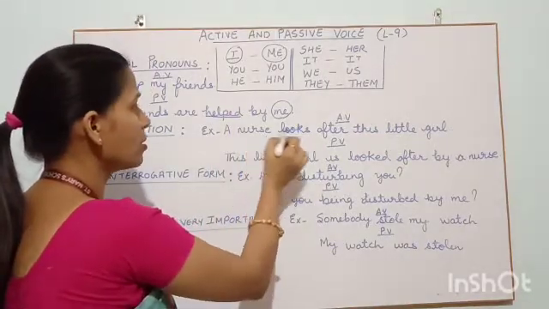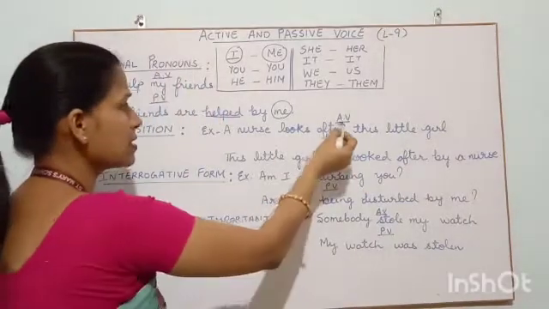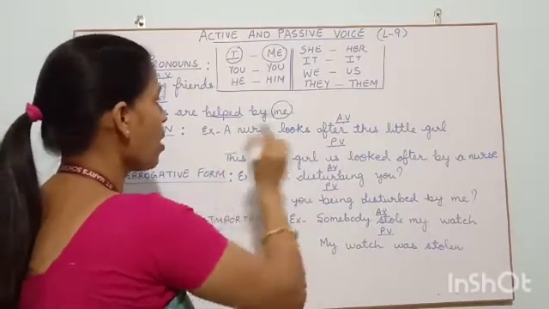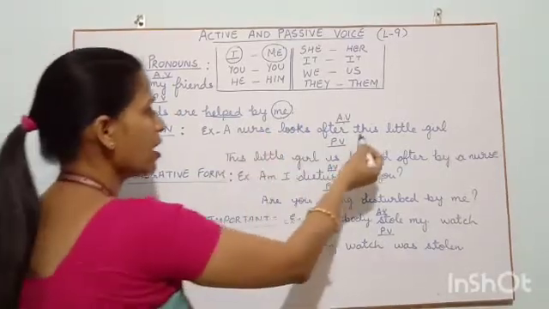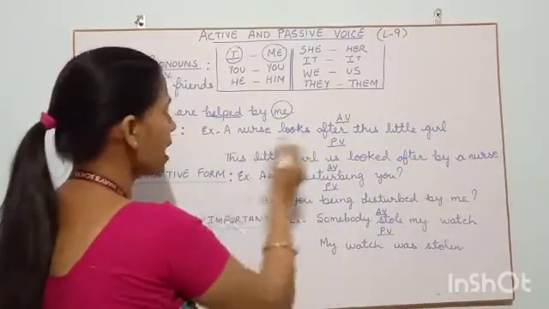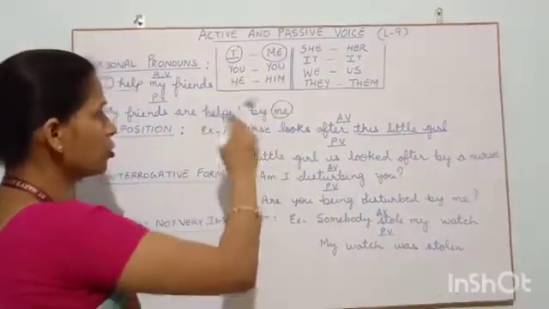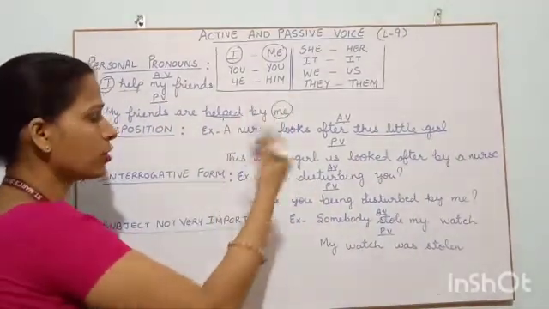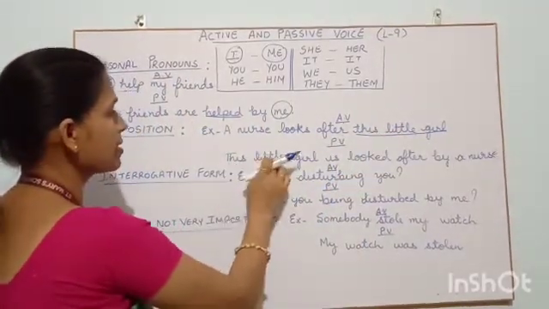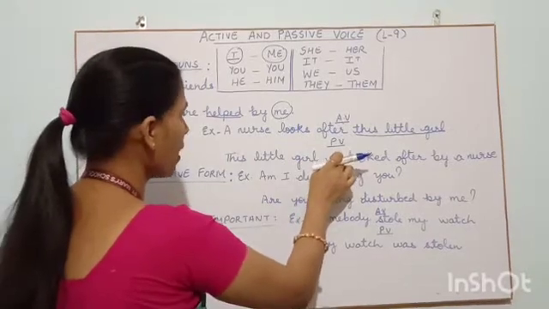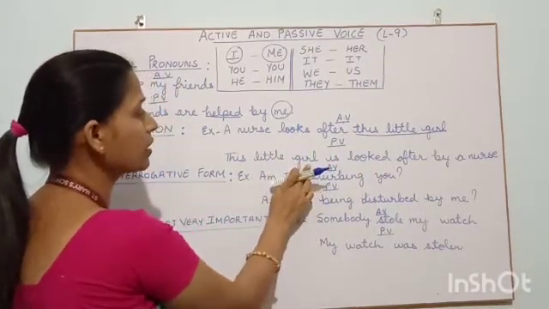A nurse looks after this little girl. This is an active voice. Now when I want to change into passive voice, everything is same. Object will become subject. This little girl was your object. I think you all know this. I don't have to highlight all the time. Object will become subject. This little girl is. From where I have taken this word is, because we are talking about one girl.